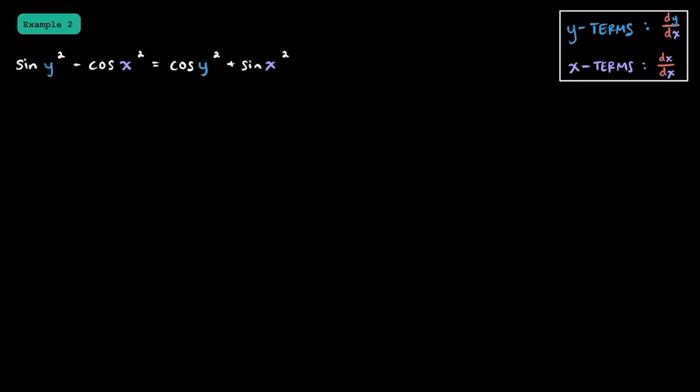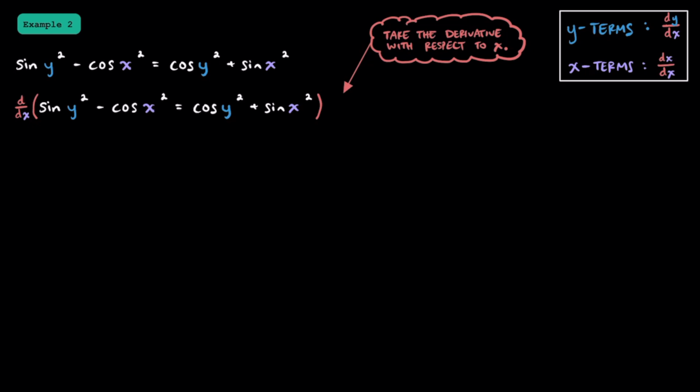In example 2, we have the equation sine of y squared minus cosine of x squared equals cosine of y squared plus sine of x squared. For starters, let's establish that we're going to differentiate everything in respect to x. Let's start by taking d dx of sine of y squared. Using the chain rule, we're going to get cosine of y squared times 2y dy dx.